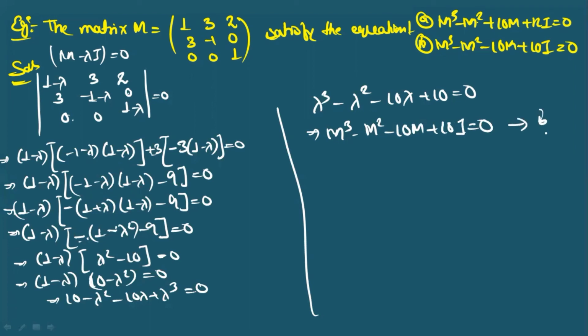So the correct option is option B. Clear? So it's just simple. Instead of this lambda, you will have to put just M, and 10 into the identity matrix.